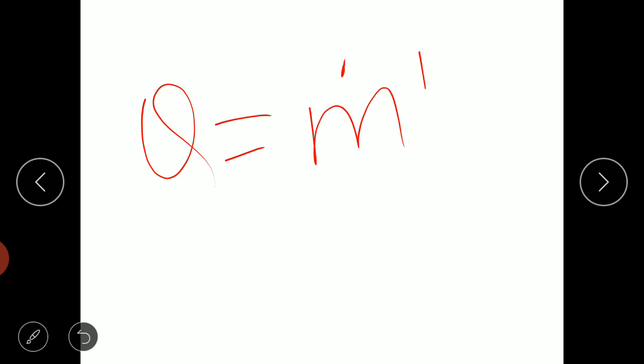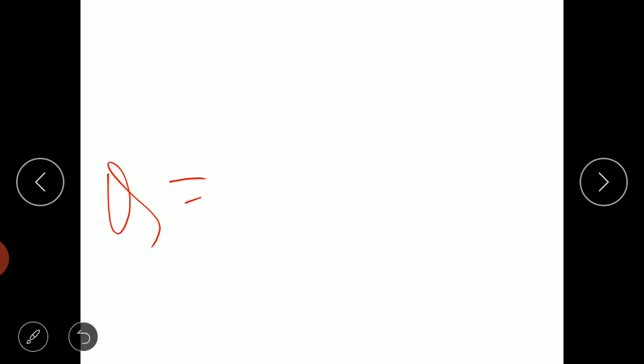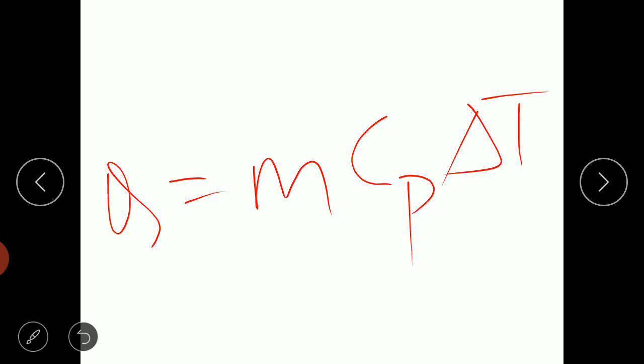Q dot equal to m dot into h_fg. So here m dot is the mass flow rate. Okay. So this equation we will be using. We will not be using the regular equation, which is actually, you know, Q equal to m Cp delta T. So why are we not using this equation for the latent heat zone? Because the temperature is remaining constant. If you use this equation, you will get Q equal to 0, which is totally wrong. So keep this in mind.